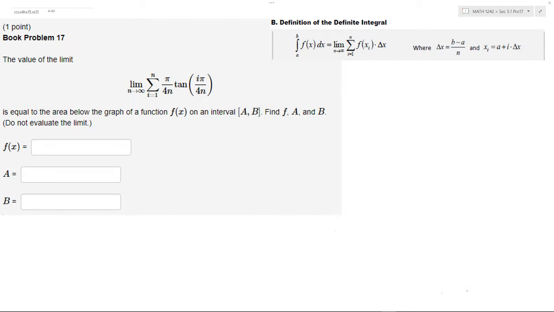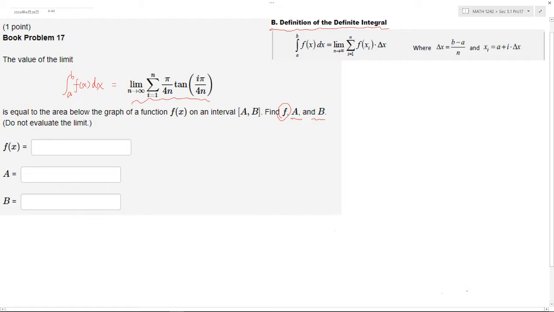Hi guys, this is a problem from section 5.1. For doing this problem, you have to know the definition of definite integral. The original question is asking us to find the function f of x, the lower bound and upper bound. This means you have to find an integral from a to b of f of x dx, which equals this original expression.